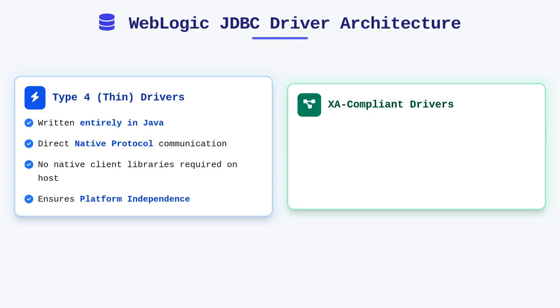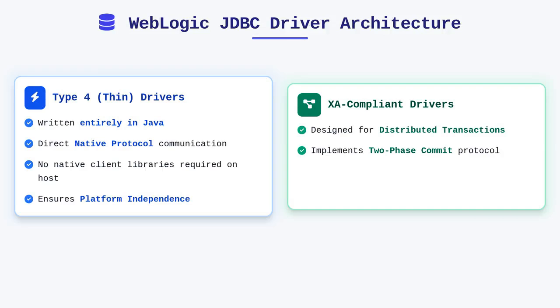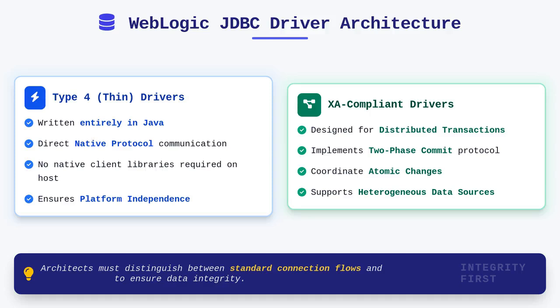Furthermore, the architecture accommodates XA-compliant drivers for scenarios where distributed transaction processing is a requirement. These drivers implement the two-phase commit protocol, allowing the global transaction manager to coordinate atomic changes across multiple heterogeneous data sources or resource managers. Understanding the distinction between standard connection flows and these transaction-aware drivers is a prerequisite for architects tasked with ensuring data integrity in complex multi-tiered applications.